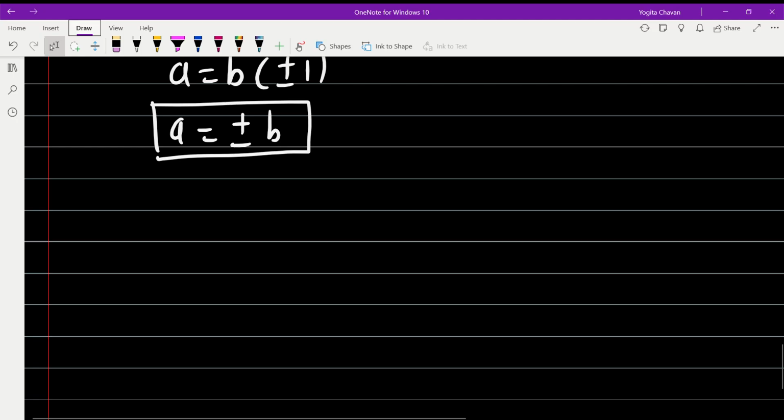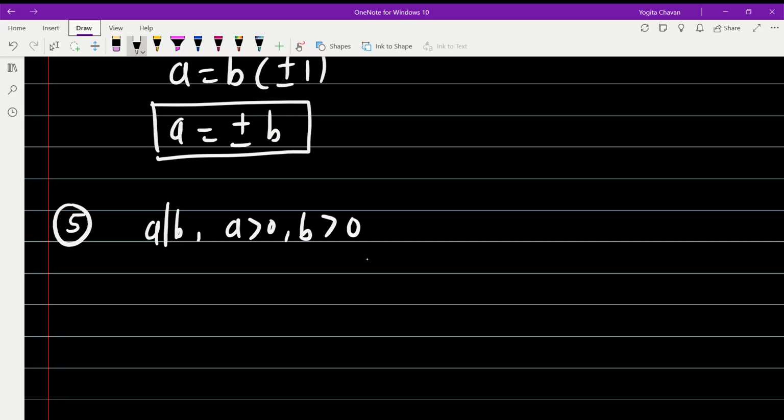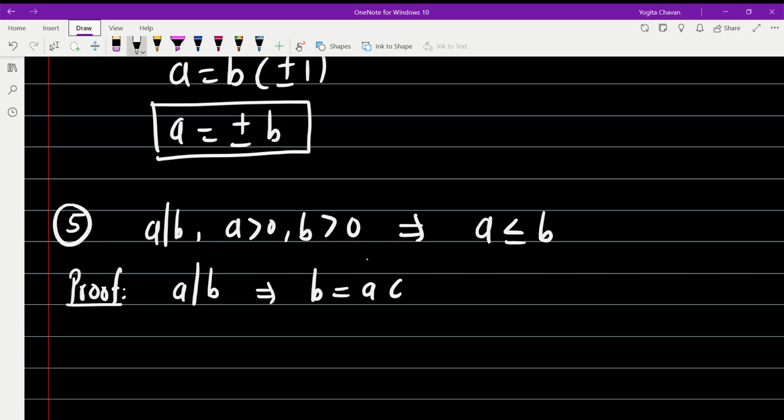Now number 5. A divides B, A positive, B positive. Okay. Then this implies A is less equal B. B, A से बड़ा ही रहेगा. Now proof. A divides B. This implies B is equal to A into C for some C belongs to Z. कोई तो एक integer C guaranteed मिलेगा, such that B is equal to A into C. This is by definition of divisibility.